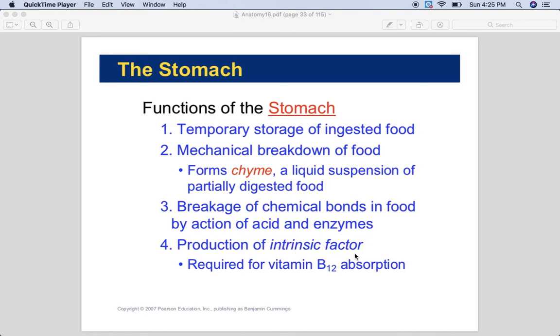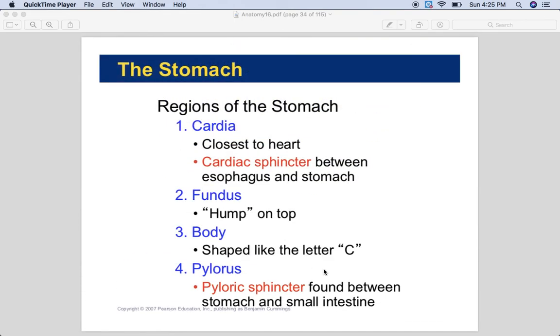Also in your stomach is something called an intrinsic factor, which is secreted, and that's actually going to help your body absorb vitamin B12, and you need vitamin B12 for metabolism and for energy and things like that.